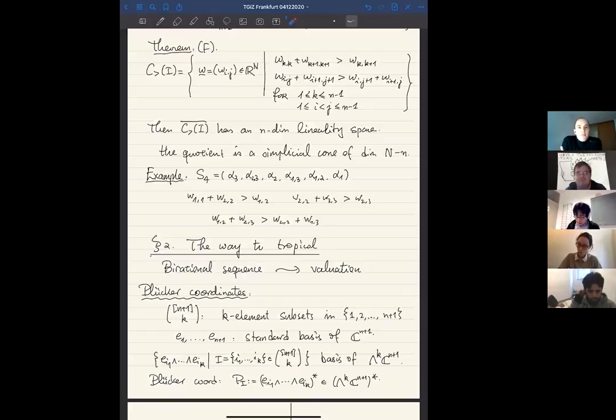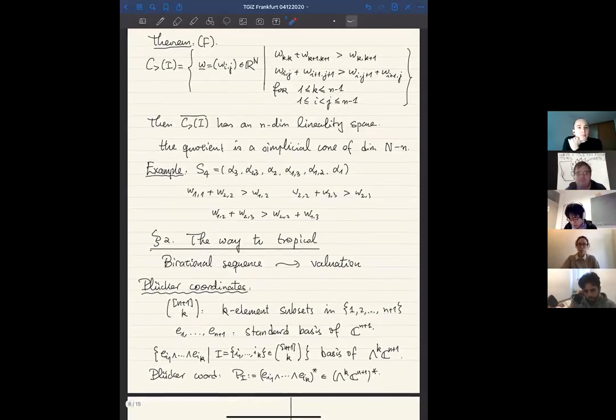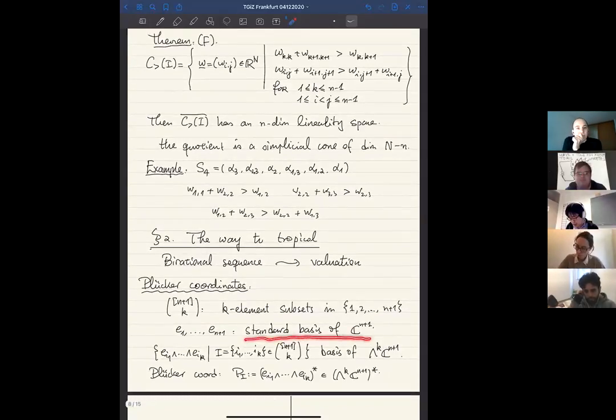Plücker coordinates. So first, I want to fix this notation of n+1 choose k. This means k-element subsets in this n+1 alphabet. And then I want to fix my standard basis of C^(n+1). I call it E1 to E(n+1). And once this basis is fixed, we have a linear basis.